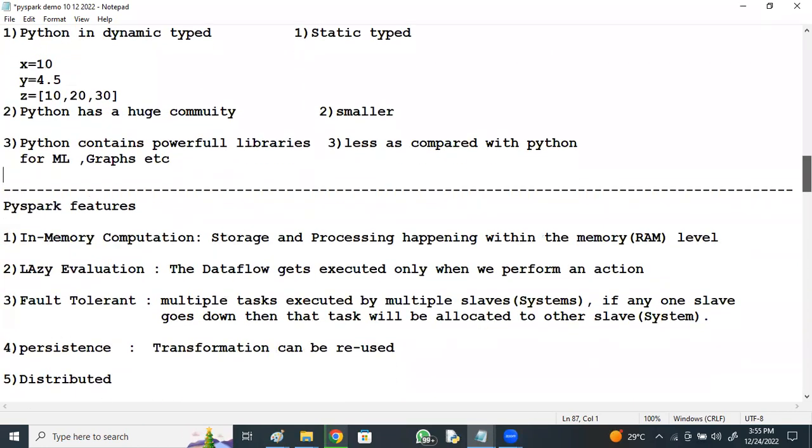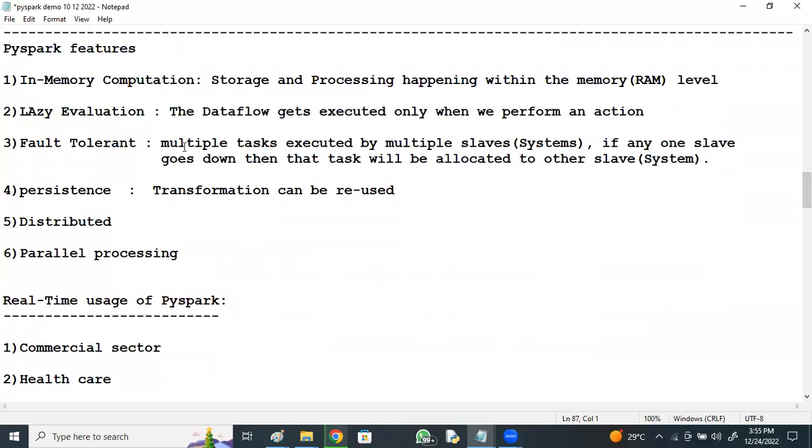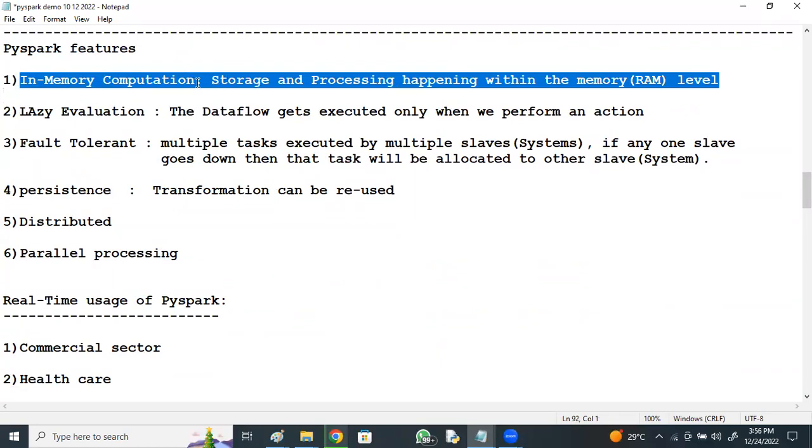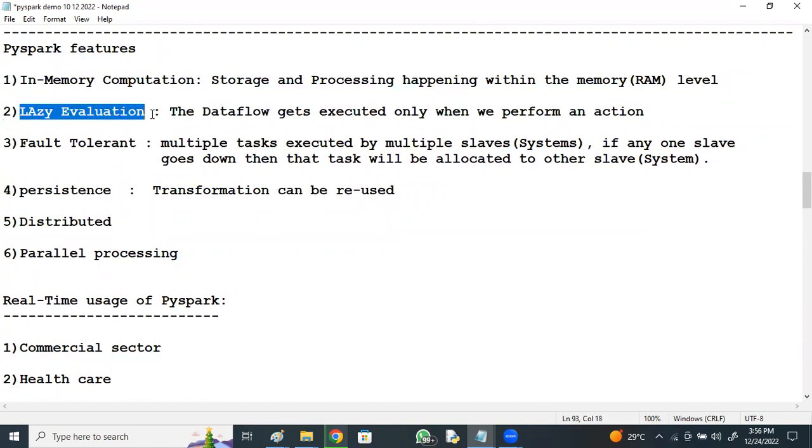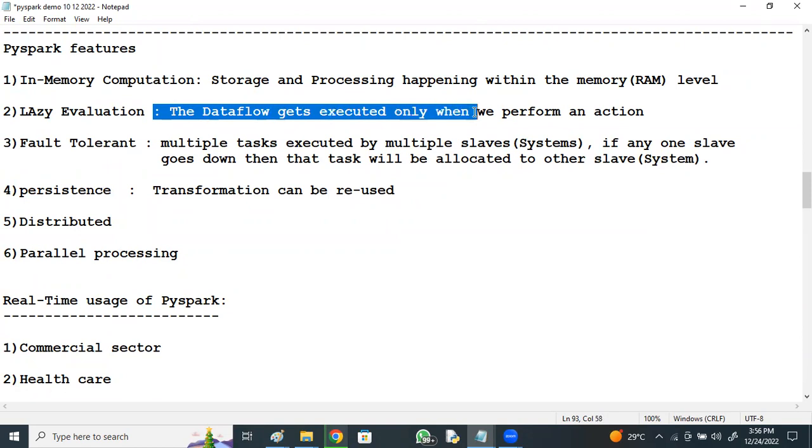PySpark features, right? In-memory computation. In-memory computation means storage and processing happen within the memory level only. The second one is lazy evaluation. PySpark's one more feature is lazy evaluation. The data flow gets executed only when we perform an action. It is just like Python functions, right? If we make a function call, then only the function executes.